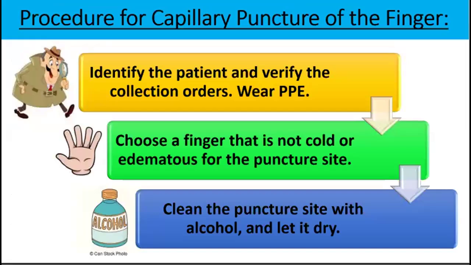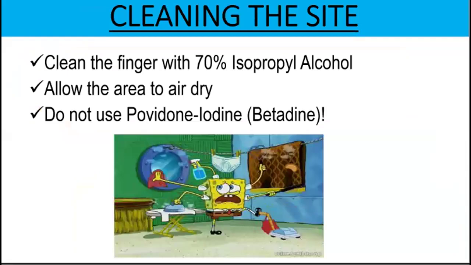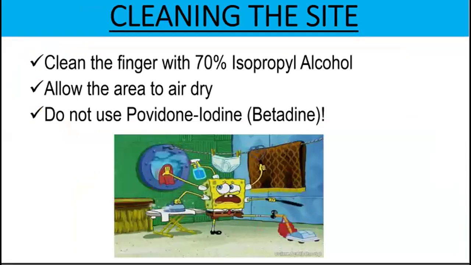Okay, so now class, let's proceed with the procedure. The same as with venipuncture, we will still follow the pre-collection steps. So proper identification of the patient, and we still need to ask the patient about latex allergies, because we will be wearing gloves during the puncture. And then choose a finger that is not cold or edematous for the puncture site, and we are going to clean the site. The ideal antiseptic is, of course, 70% isopropyl alcohol. Allow it to air dry to avoid hemolysis.